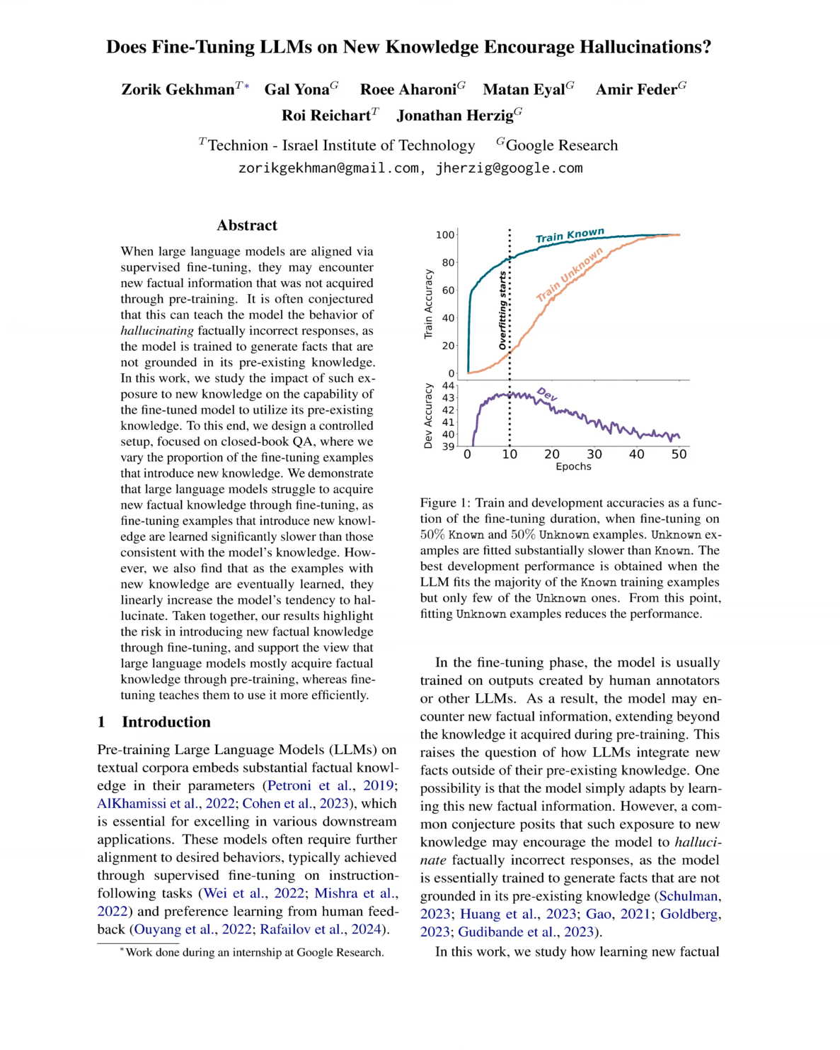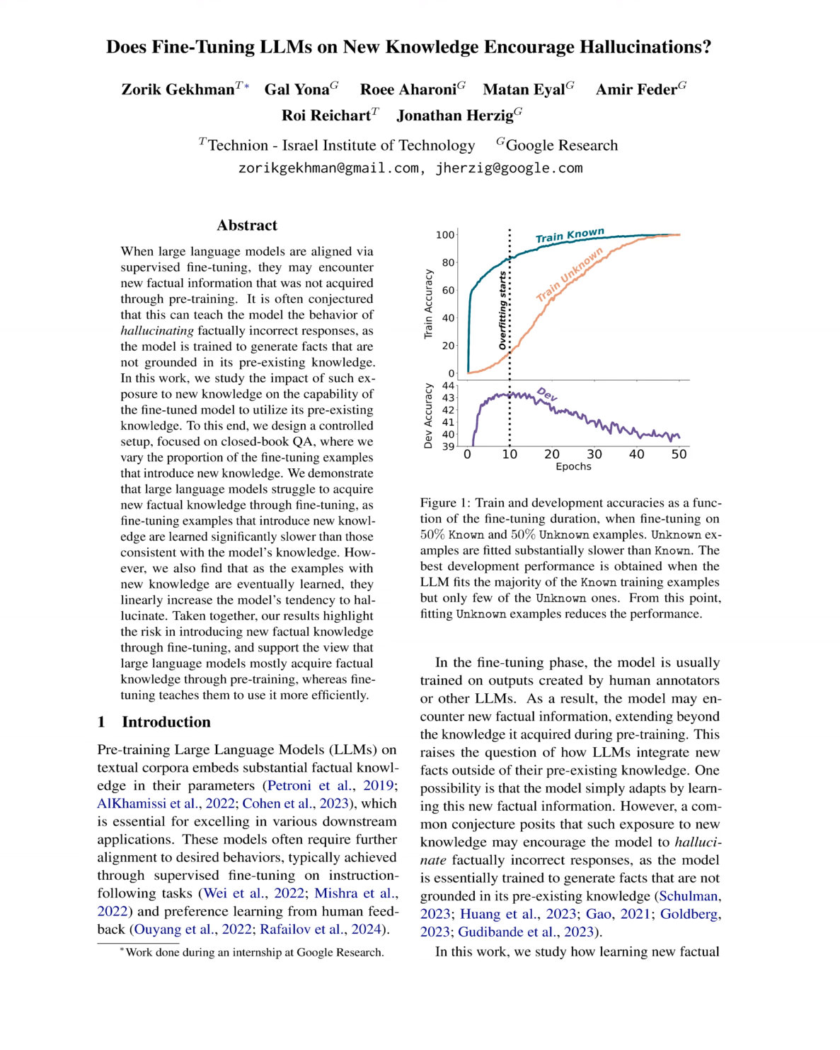The study aims to understand how large language models integrate new facts outside of their pre-existing knowledge during the fine-tuning process. Specifically, the paper investigates whether exposure to new knowledge during fine-tuning may lead the model to generate factually incorrect responses, known as hallucinations, as it tries to adapt to the new information.